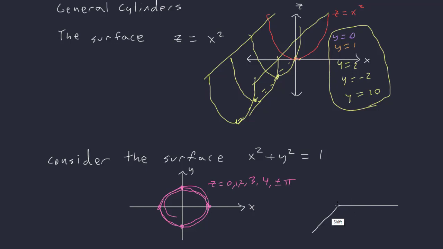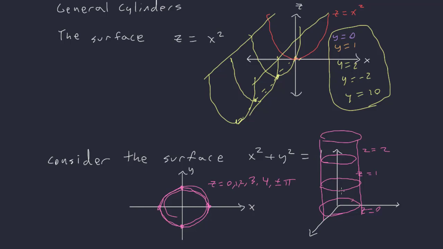Okay, so what that means is that when we go to start putting these on top of each other, we'll have this here when z is equal to 0, and this same exact circle when z is equal to 1, when z is equal to 2, when z is equal to 3, and so on. And when we put them all together, we've created basically an infinite cylinder.